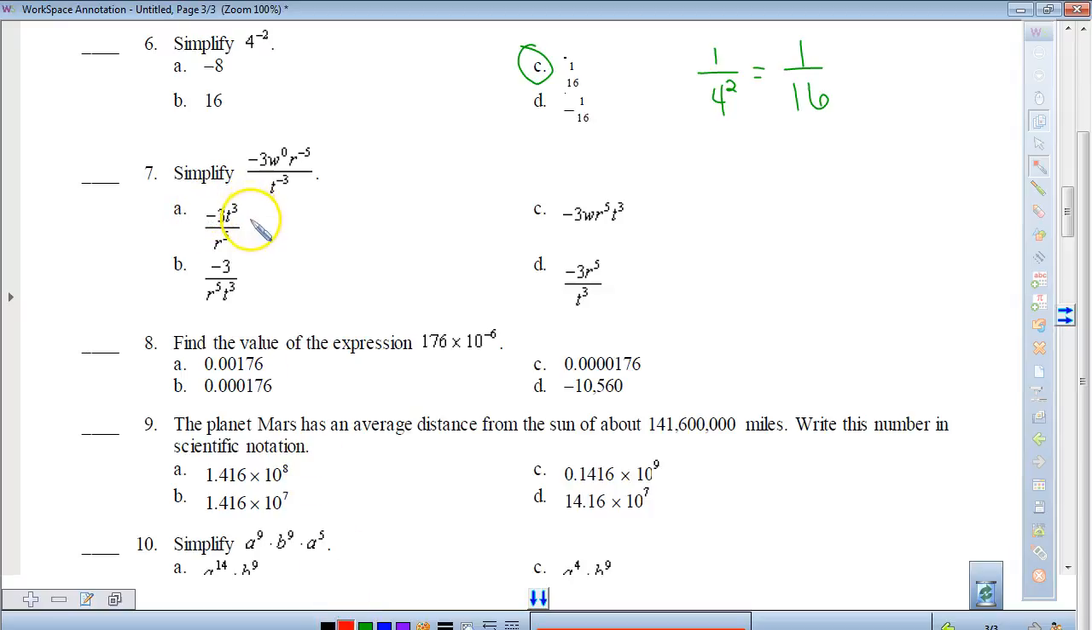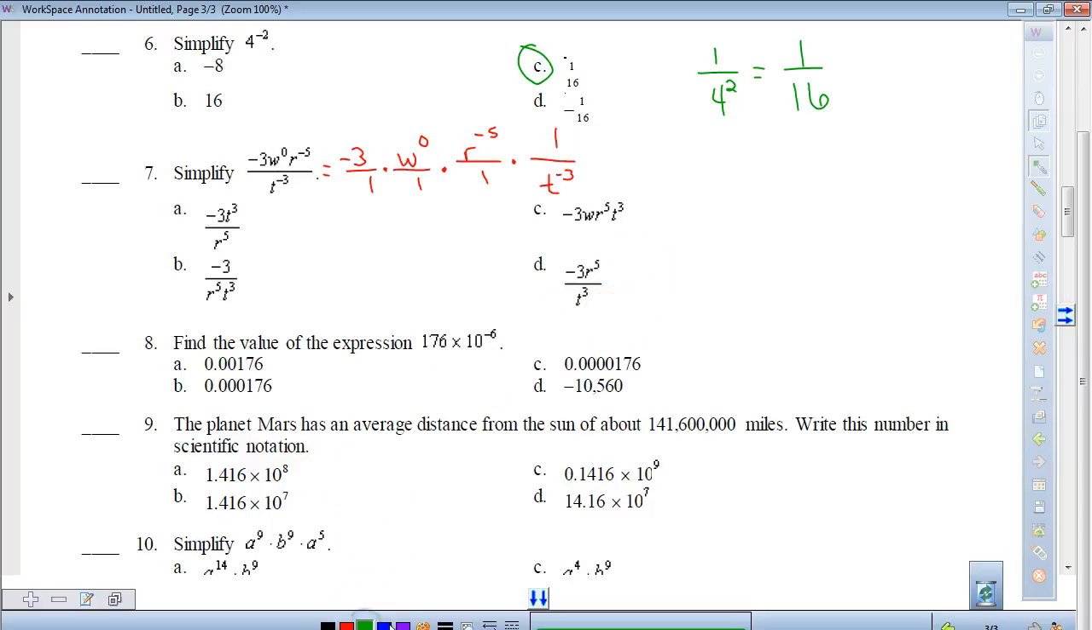Number 7, simplify this expression here. We can look at these as individual fractions. It might be helpful if we put in one fraction all of the things that are just numbers, so we would have the -3 in the top, and the w's could go into one fraction. That puts a w to the 0 in the top. The r's could go into one fraction. That puts an r to the -5th in the top, and the t's could go in one fraction. That puts a t to the -3rd in the bottom. Anywhere we don't have anything, we'll just put a 1.